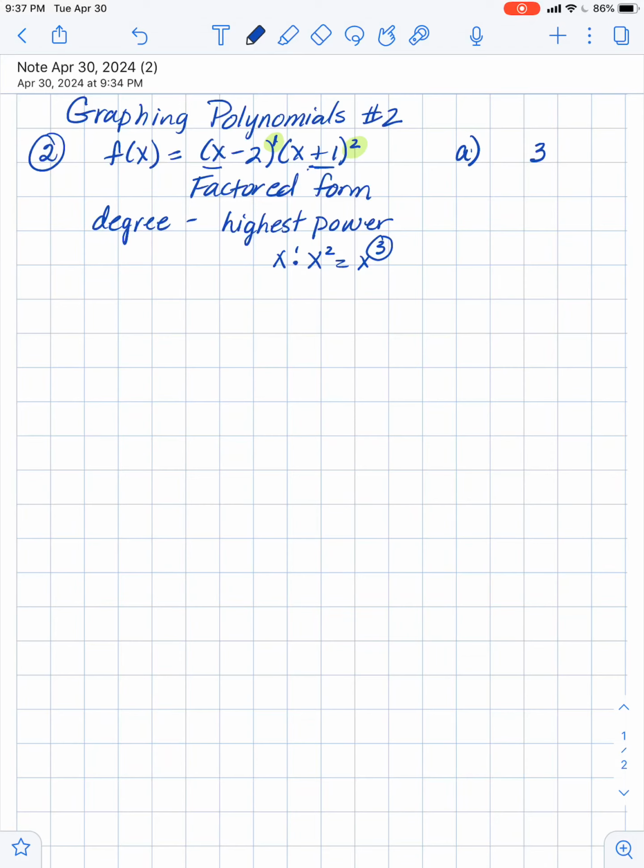B. So that was A. B asks for what information about the behavior. Okay? This is talking about the behavior of the graph. Guys, when we talk about behavior, we talked about end behaviors. In other words, what do the ends do? So when we're talking about the behaviors at the factors, at those factors that are up there, we've talked about this over and over about what happens.